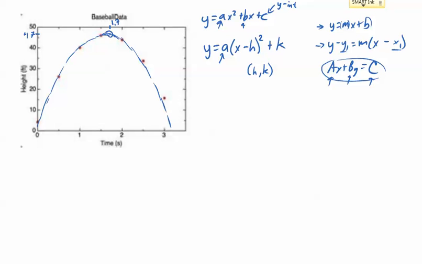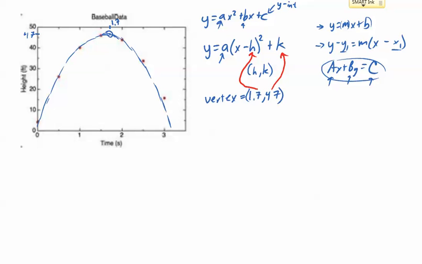Now, this is just a guess. It's an estimate, but it's a pretty good one at that. So I'm going to go ahead and say, all right, my vertex equals 1.7, comma 47. Now, what I can do with that is I can go ahead and put those values in for h and k.